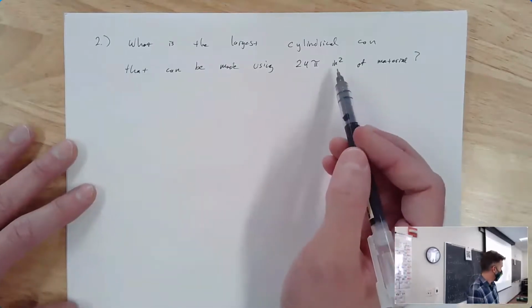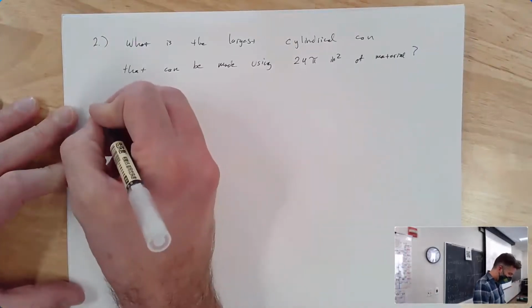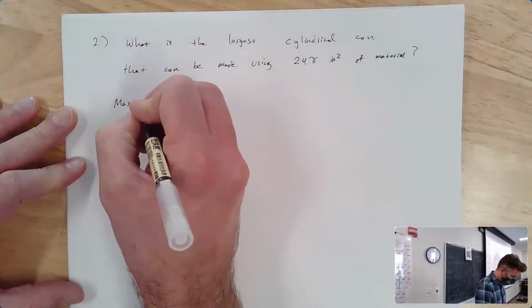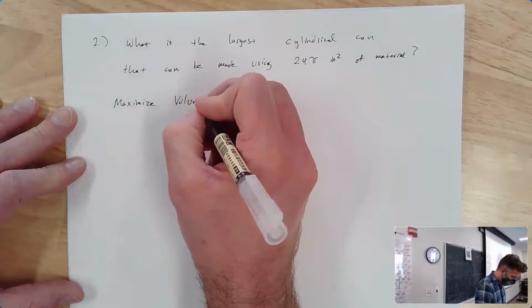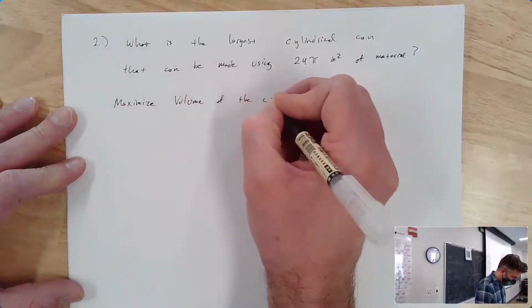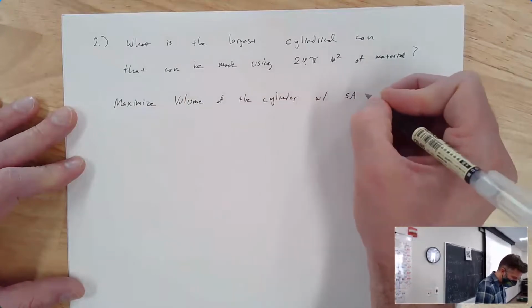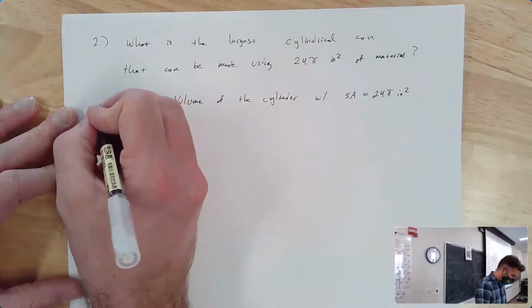Also, it's inches squared, right? It's not going to make sense if it's something other than the area. So pay attention to the units in your dimensions, because it does help you figure out what's going on. So what we're really trying to do here is maximize the volume of the cylinder with surface area equal to 24 pi square inches. That's what we're really actually doing.